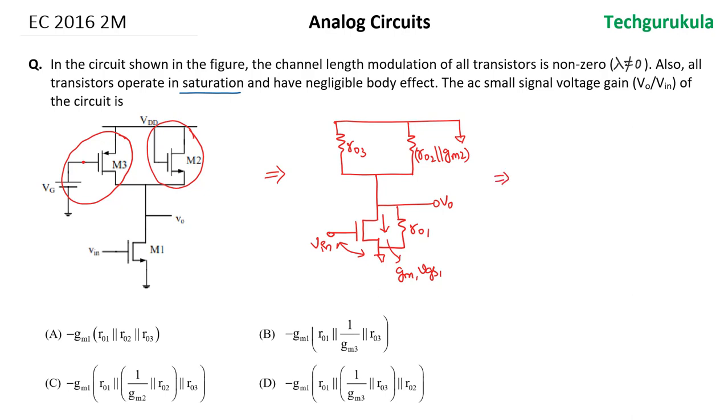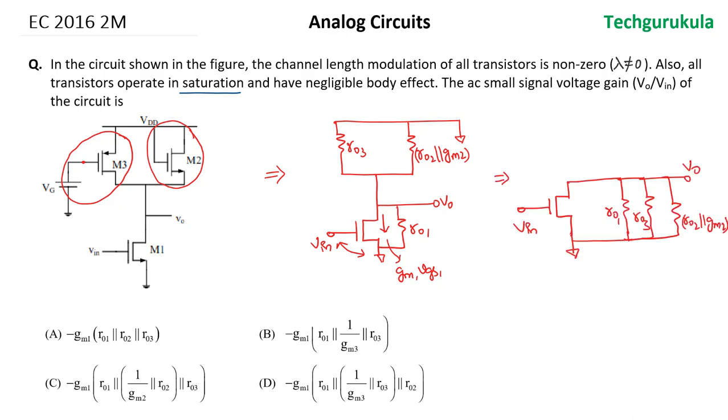Now this can be further reduced to a circuit like this, where the current flowing here is gm times Vin, which means this entire current is going to flow through a parallel combination of these three resistors. But of course, when this current flows in this way, we are going to have positive here, negative here, but the output voltage reference measurement will be positive, negative.